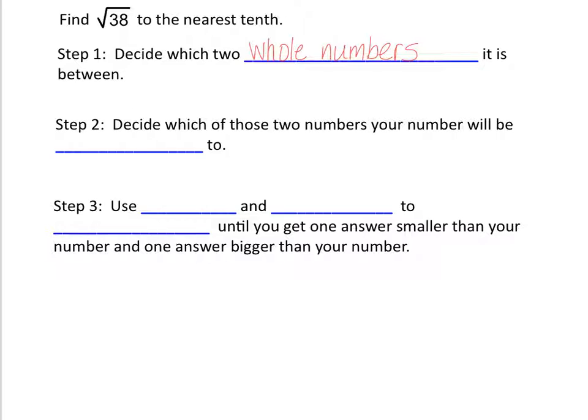So for the square root of 38, I'm thinking about what I can get to be close to that, and I know that 6 times 6 equals 36, and that's below the 38, and the next one would be 7 times 7, which would be 49. So I know that this is between 6 and 7.